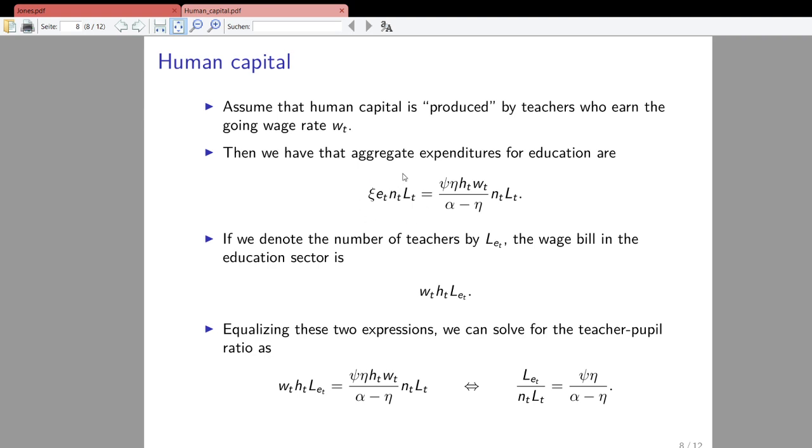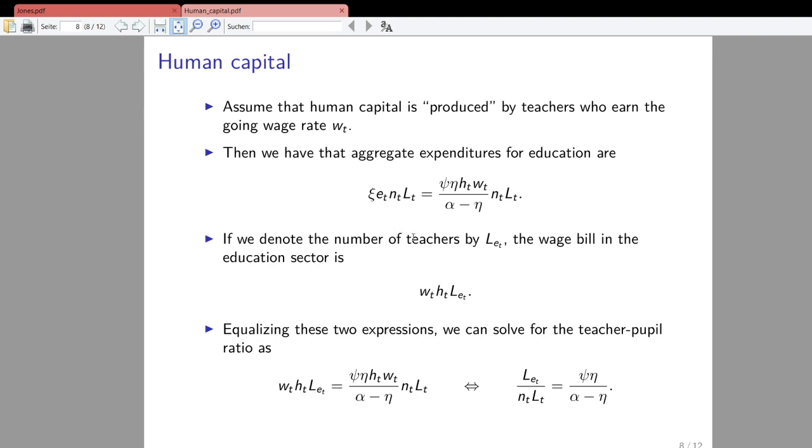So education expenditures of households are the price that households pay for education, multiplied by education per child, multiplied by the number of children. So that would be total household expenditures on education, and then we multiply it by the number of households and we get total education expenditures in the economy.